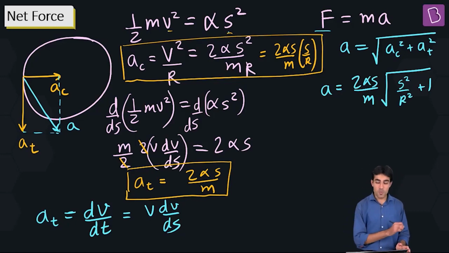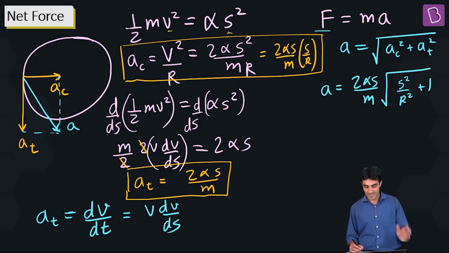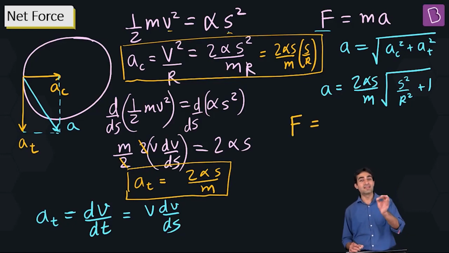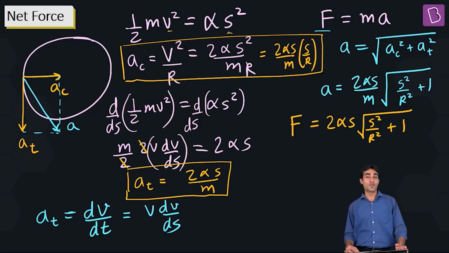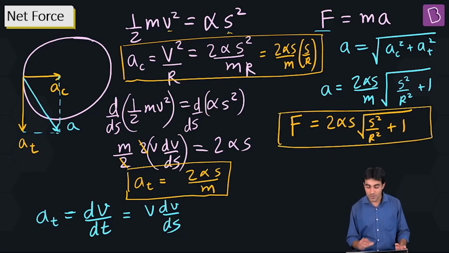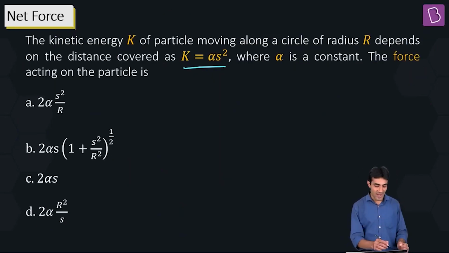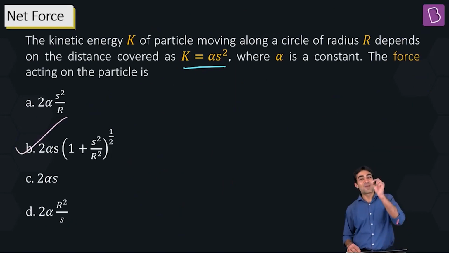But do we know what is the net force on the particle? Yes. Let's multiply both sides by m. So we have ma as total force on the particle, and this is 2 alpha s whole under root of s square divided by r square plus 1. Well, now after all this calculation, we finally got the force acting on the particle. We can now mark proudly option B as the right answer for this question.